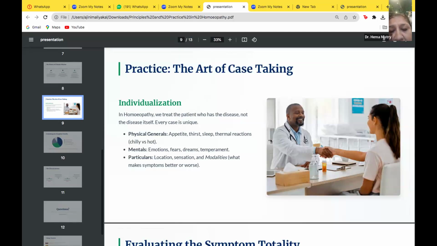That's why it is called the art and not only the science of case taking. It is not just a mere collection of signs and symptoms, but it is far better that you are observing the objective symptoms also. You're seeing how the patient is behaving, how the patient is talking to you. Some things are unsaid, some things are read in between the lines.